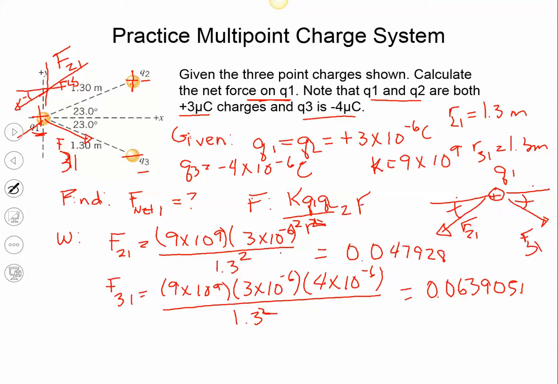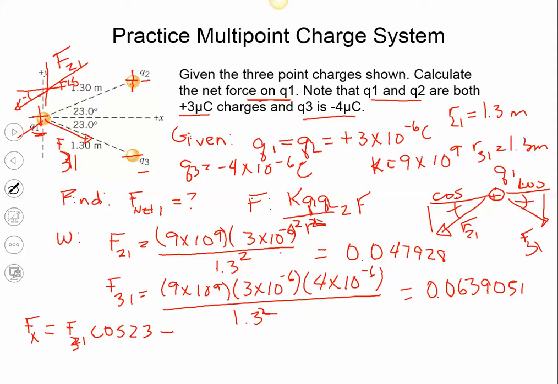Okay, so now I have those. Now I can find my force in my x direction. This is the cosine of theta. Remember, this is cosine up here, right? And this is sine, will give me my y components. So my F of x is equal to F31 is positive in x times the cosine of 23.